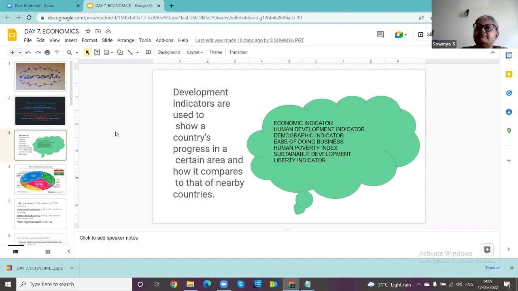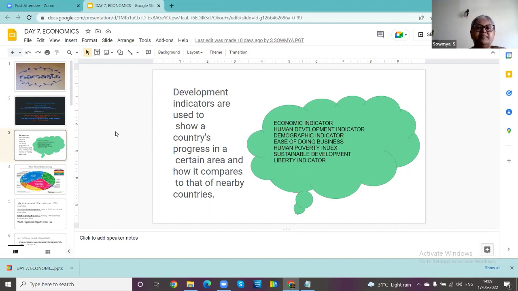Then demographic indicators, which tell more about the population: the birth rate, death rate, population growth rate. All this we will be doing in lesson 1 and 2, and even a little bit in the last lesson in economic development, isn't it? So how the condition of the population will be an indicator of development and growth, that is what is done under demographic indicator.